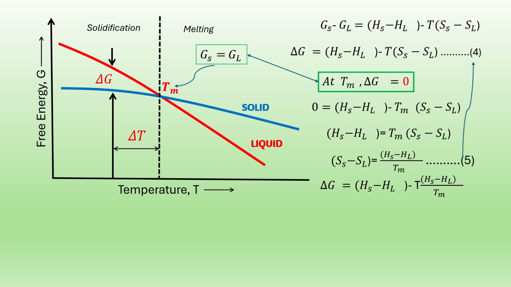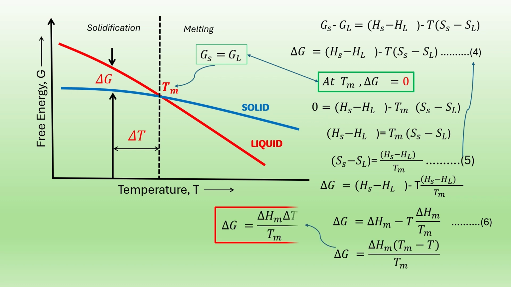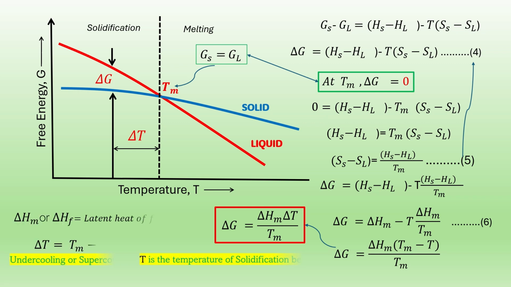Now putting equation 5 in equation 4, we have equation 6 in terms of enthalpy and temperature, where delta G equals delta Hm minus T multiplied by delta Hm divided by Tm. Here in the subscript of delta H we have used m because the change in enthalpy is obtained at the melting point temperature. Thus, by rearranging equation 6, we have the final equation enclosed in the red box, where delta G equals delta Hm multiplied by delta T divided by the melting temperature Tm.